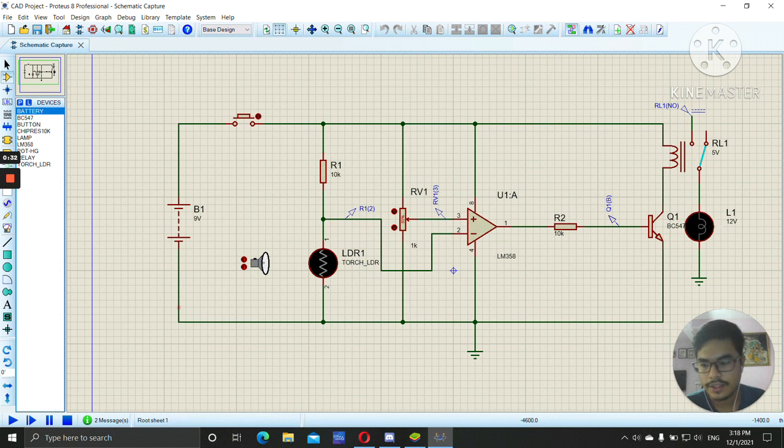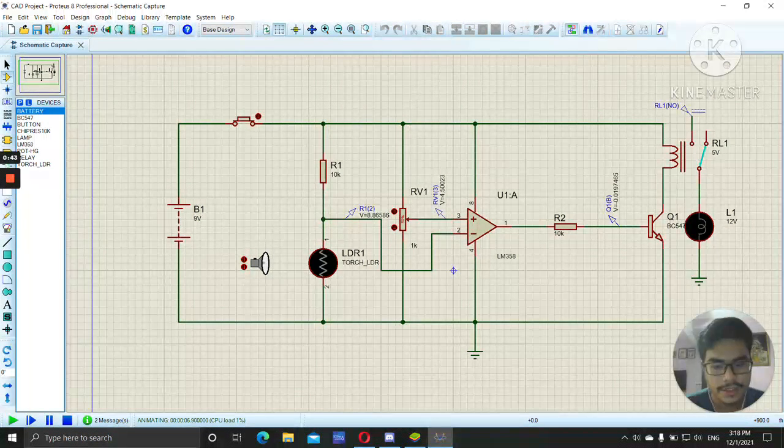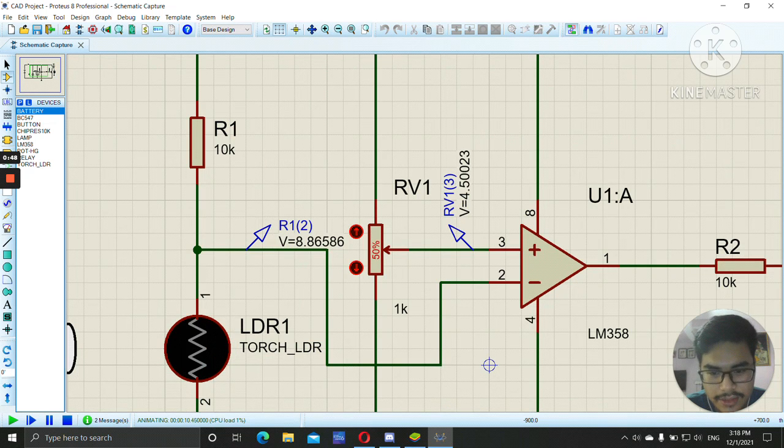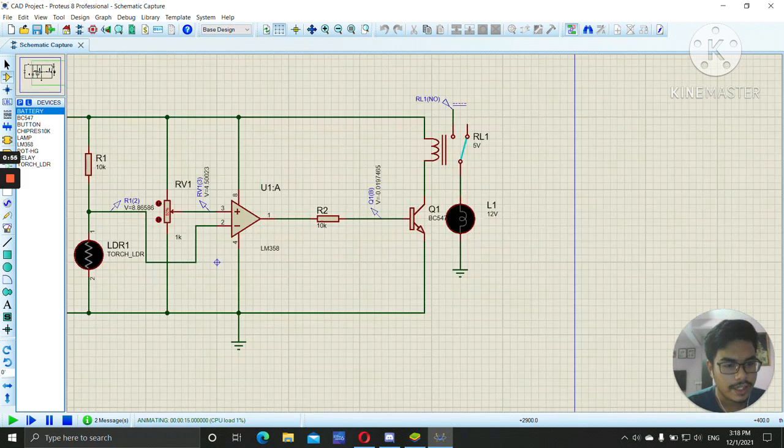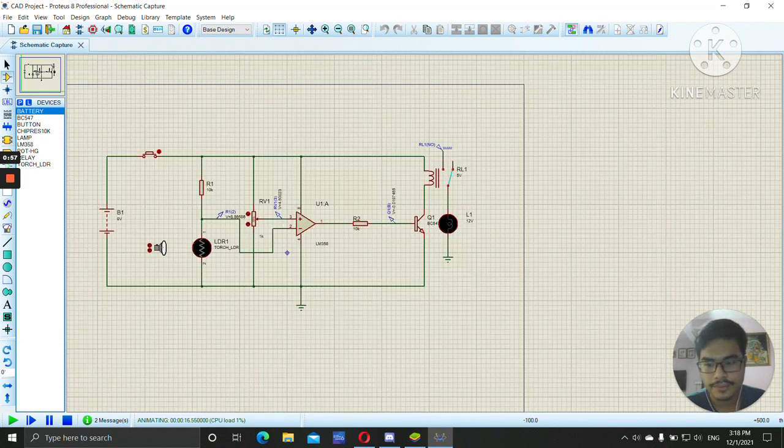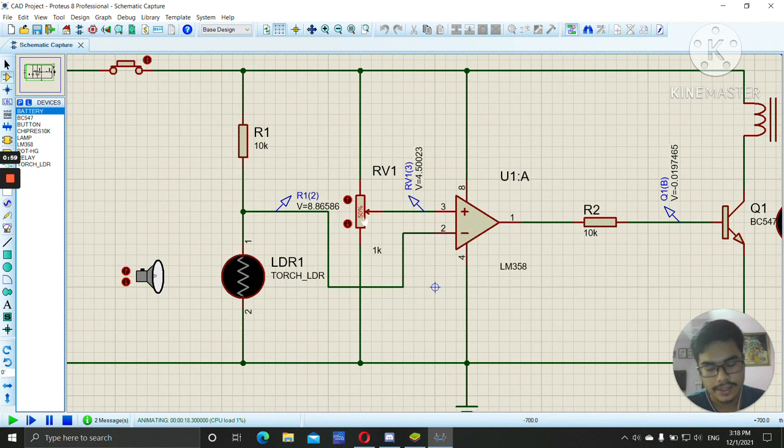As you can see, as I run the simulation and turn it on, the inverting voltage is higher than the non-inverting voltage. This means that the output voltage is low, so the light is switched off. We have set the resistance to 50%, so it is equally distributed, half and half.